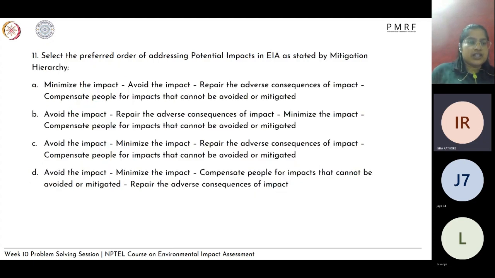Okay, moving on to question 11. Select the preferred order of addressing potential impacts in EIA as stated by mitigation hierarchy. So we have four options, which is minimize the impact, avoid the impact, repair the adverse consequence of impact, compensate people for impacts that cannot be avoided or mitigated, and you need to arrange them in the mitigation hierarchy or in the order from ascending from step 1 to step 4.